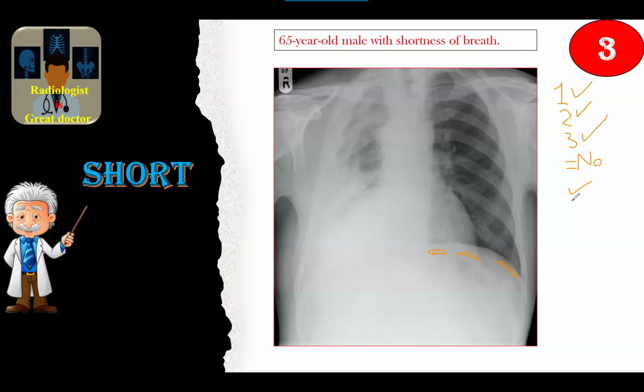Bones appear unremarkable. No bony lesion or left pulmonary lesion. My likely diagnosis is mesothelioma. I would like to correlate with any occupational history of asbestos and advise contrast-enhanced CT thorax for further evaluation. Very good.